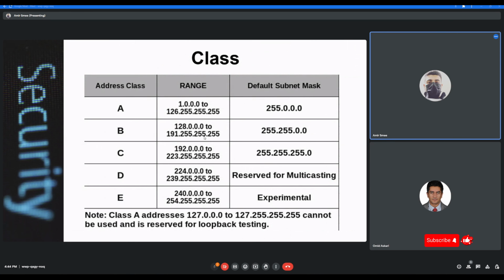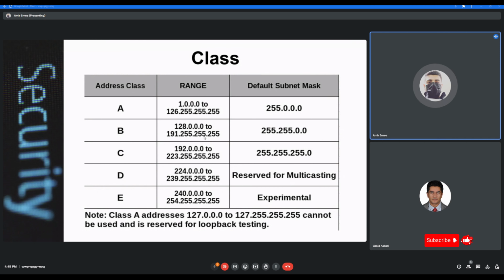Classification. There is a series of standards for giving IPs to devices so that we can identify IPs more easily, and it's called classification. To find out which class each IP belongs to, we need to refer to its first octet. If the first octet is between 1 and 126, it's in class A. If the first octet is between 128 and 191, it's in class B.